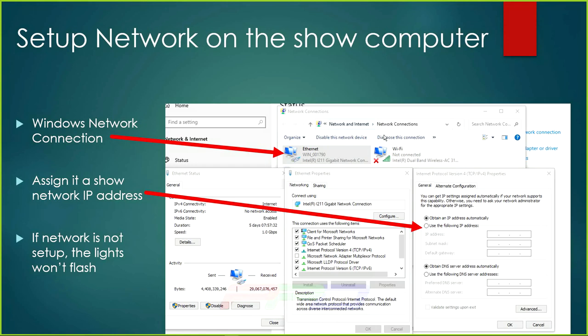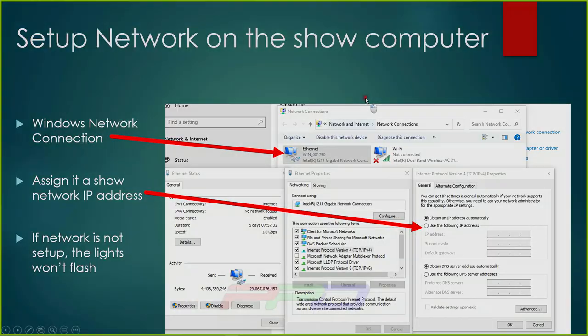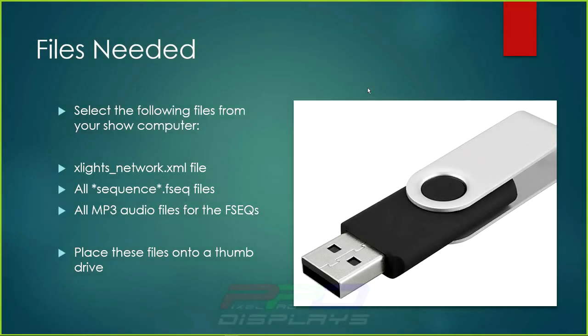But basically, we're going to go into Windows Network Connections. We're going to click on the Ethernet section. I'm assuming that you're running a wired network connection for your show. You may be doing this with Wi-Fi. You can do that with the Wi-Fi adapter if that's how you're going to do it. You then assign your TCP/IP version 4 to an IP address that matches your show network IP configuration. And if the network is not set up, the lights won't flash, so make sure you get this set up first.